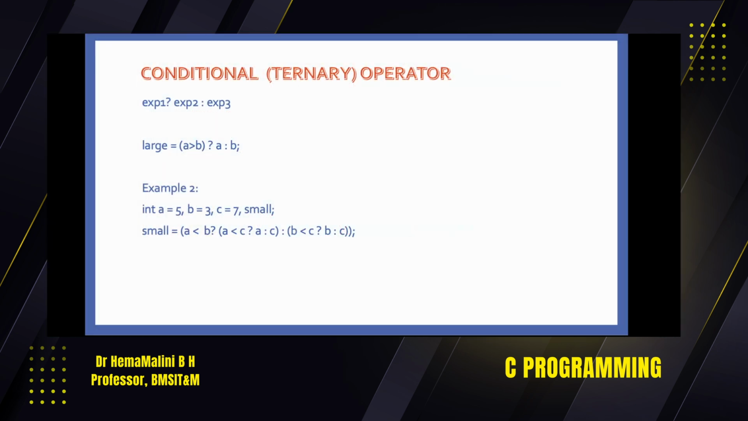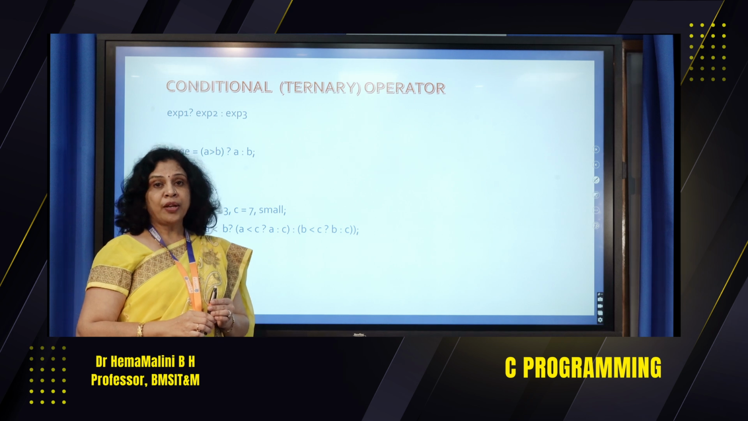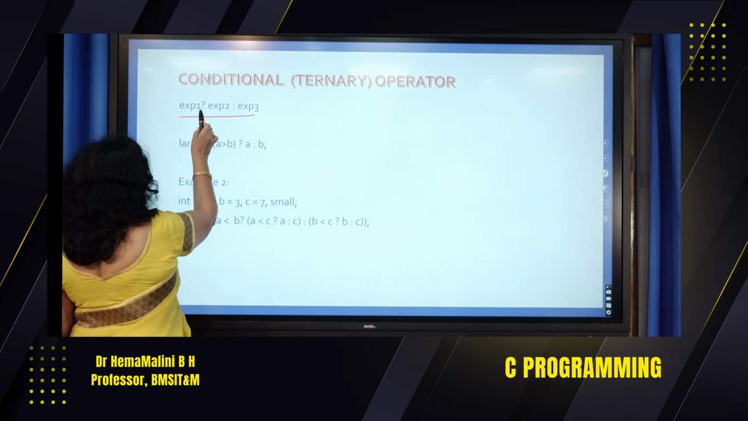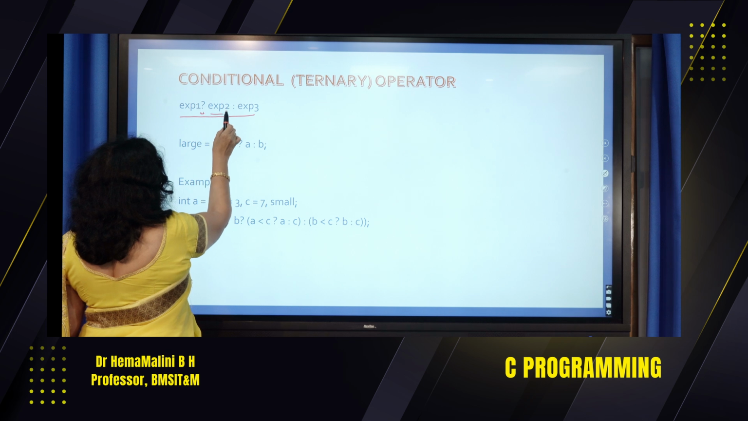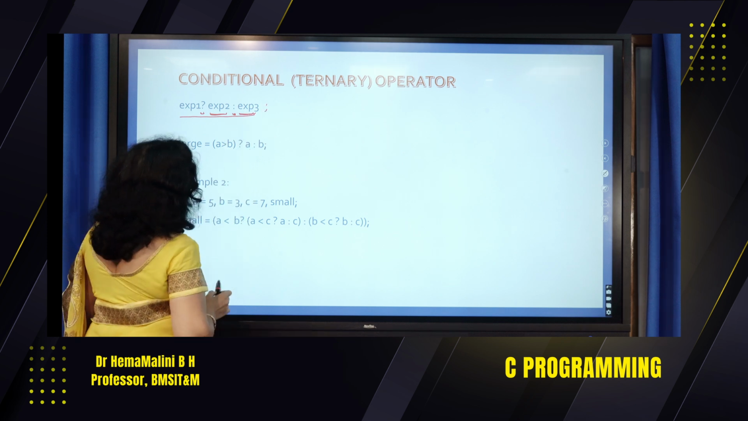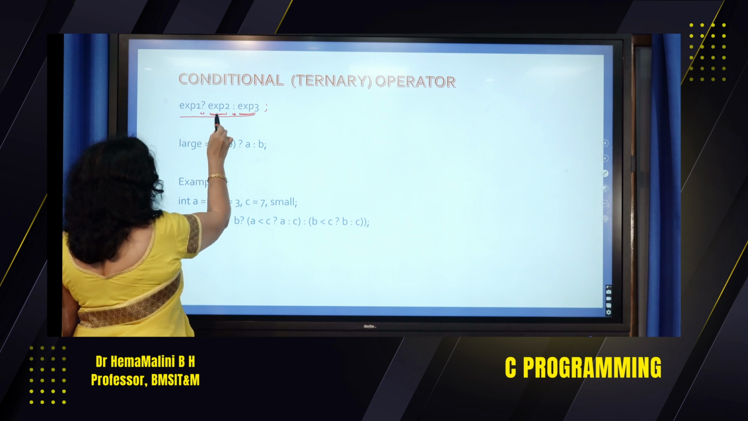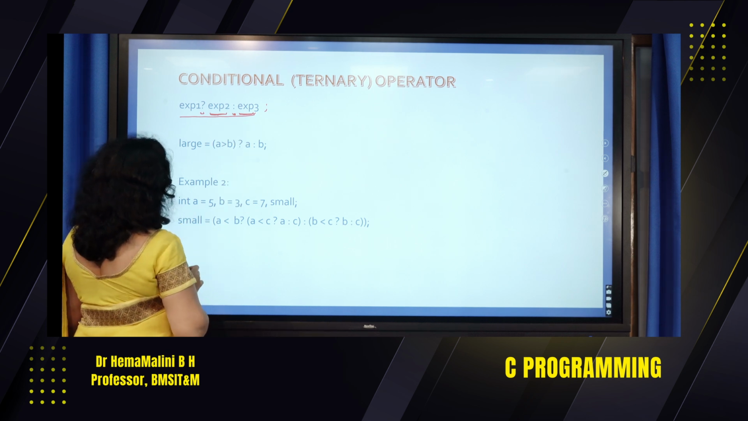Now let's see what is a conditional operator. So conditional operator is also known as a ternary operator. The syntax goes like this. Expression 1, there is a question mark. If the condition is true, this is the true alternative. There is a colon, then we have the false alternative. So then a semicolon. So we are going to check for a condition. If the condition is true, we are going to execute the true alternative. If the condition is false, we are going to execute the false alternative.